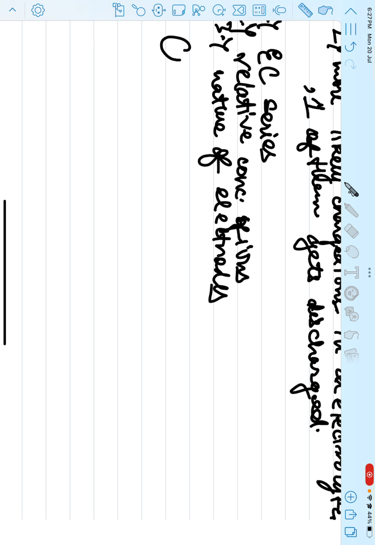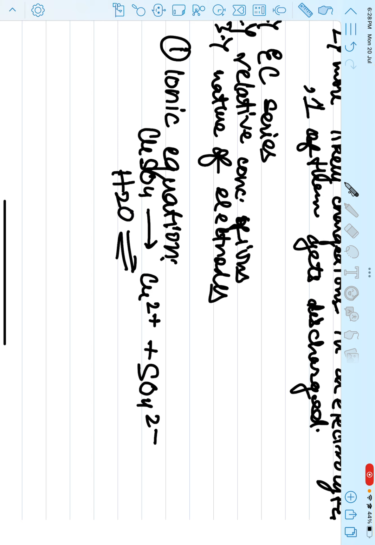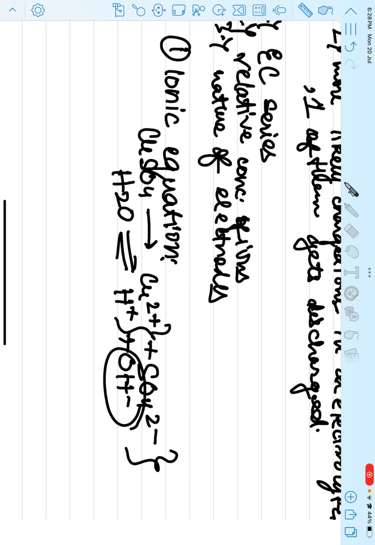Number one, we will be asked to write the ionic equation. Copper sulfate dissociates into Cu2 plus and SO4 2 minus, and then there's water also because it's an aqueous solution of copper sulfate, which gives H plus and OH minus. So there are two anions and two cations. Which one will get discharged at the anode, of the two anions? Which one is lower? OH minus is lower, so OH minus will be the one getting discharged.